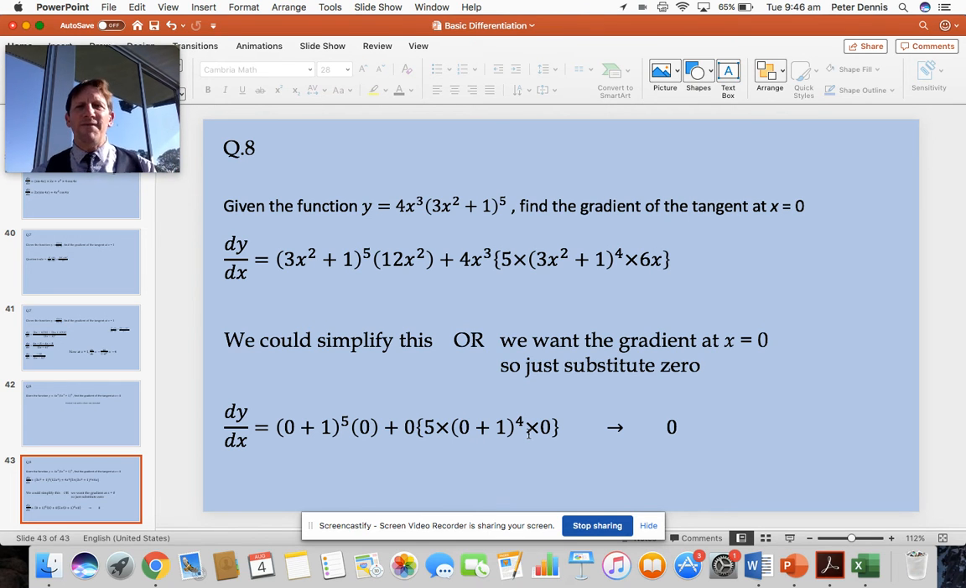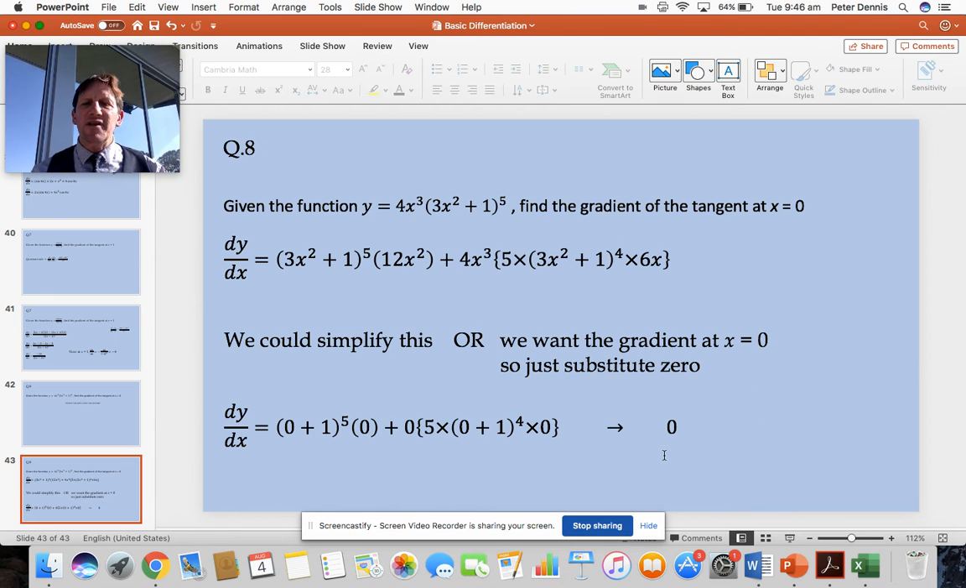So although it looked tough, instead of trying to simplify this down to something, even if this was x equals 1, find the gradient of the tangent at x equals 1, it may have been nicer just to put x equals 1 into your calculator here. 3 times 1 squared is 3, plus 1 is 4 to the power of 5. It gets a big number. And then you've got to times that massive number by whatever this becomes, 12, etc. So sometimes you've just got to be wary. Yep, it would be nice to simplify this, but to answer this question, we actually don't have to. We can just substitute x equals 0 in.